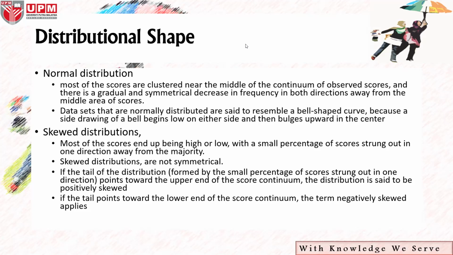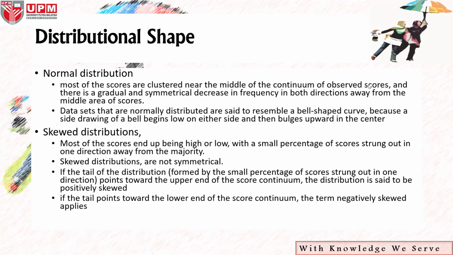Okay, so the normal distribution shape, we already learned when we discussed normality last time. The first one, normal distribution, in which most of the scores are clustered near the middle of the continuum of observed score, and there is a gradual and symmetrical decrease in frequencies in both directions, left and right. Data sets that are normally distributed are said to resemble a bell-shaped curve, because a side drawing of a bell begins low on either side and then bulges upward in the center.